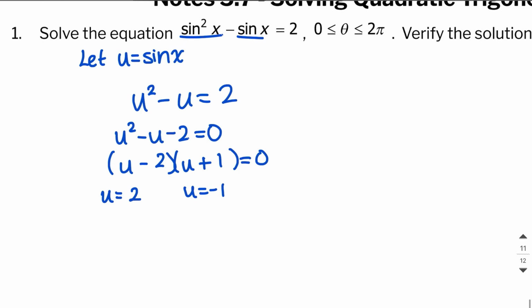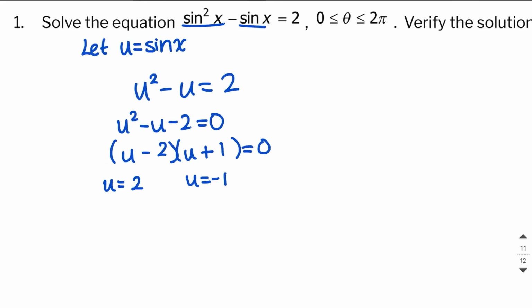Now, you don't have to do this substitution here. I like to do it just because it makes things a little bit simpler for me. But once I've done that, I need to substitute the sine of x back in for u right here. So I would say sine of x is equal to 2. And I would also say that sine of x is equal to negative 1.